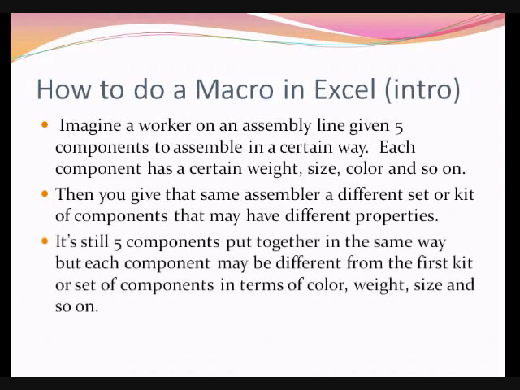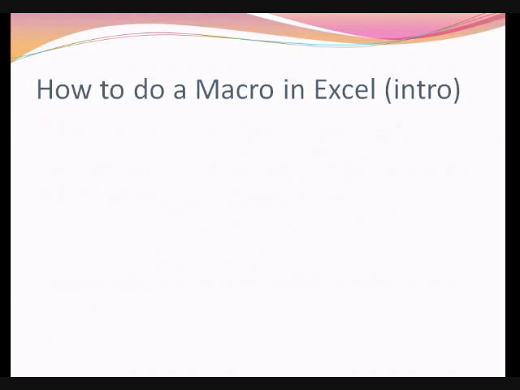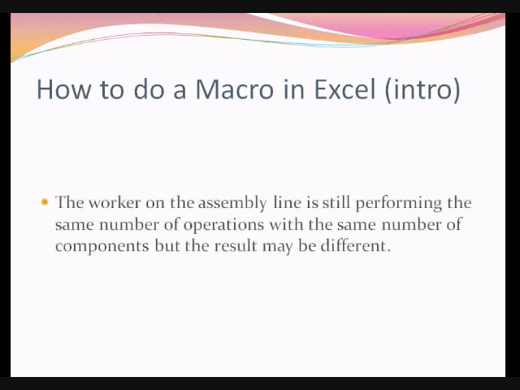It's still 5 components put together in the same way, that is, the same sequence of commands, but each component may be different from the first kit or set of components in terms of color, weight, size, and so on. The worker on the assembly line is still performing the same number of operations with the same number of components, but the result may be different, and it may look entirely different.